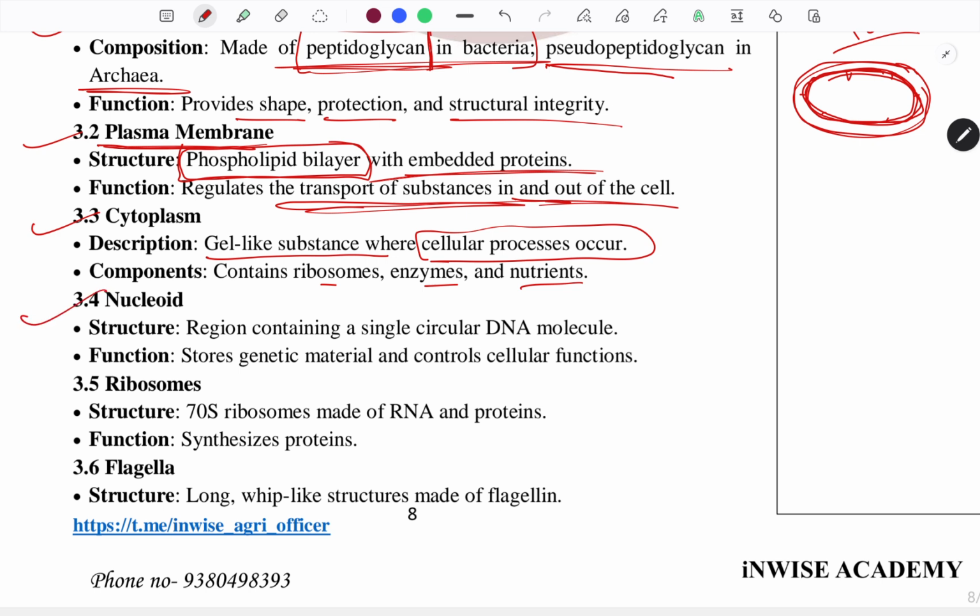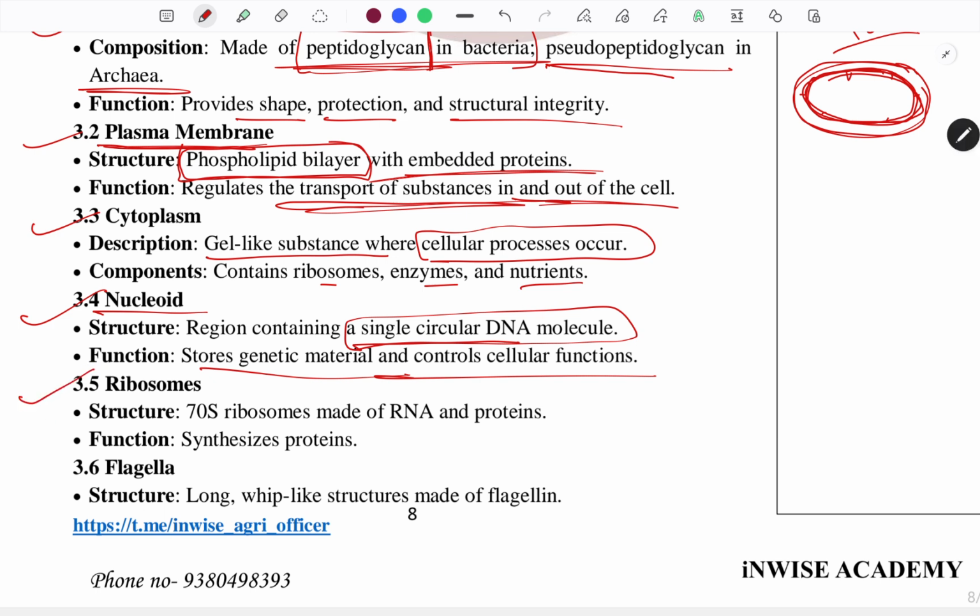The next component of the prokaryotic cell is the nucleoid. This is a region containing a single circular form of DNA. The main thing: the nucleoid is a region, and in prokaryotes a circular form of DNA is present. These are the two important points to remember. The function of the nucleoid is that it stores the genetic material and controls the cellular functions. We know genetic material is present in every cell to control the metabolic processes and different functions. That is what it is doing.